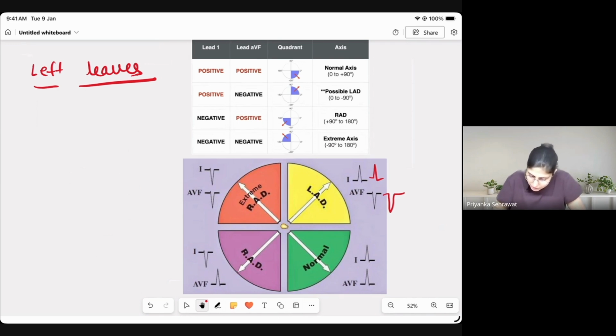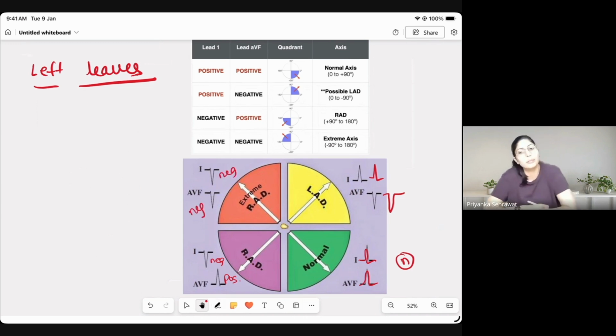If they are both positive, because the net charge is always in the normal cardiac axis, this is your normal axis. Now, in left axis deviation, lead 1 and AVF are leaving each other. Of course, in right axis deviation, they are meeting up with each other, right? So lead 1 negative and AVF positive. And only one scenario is left now, both negative. Lead 1 negative, AVF negative, extreme RAD.